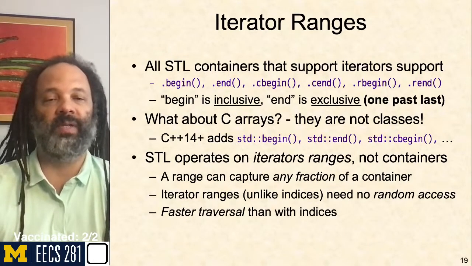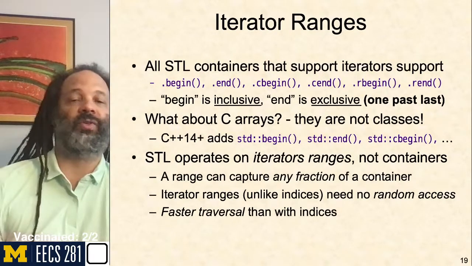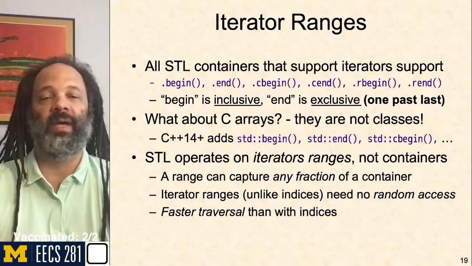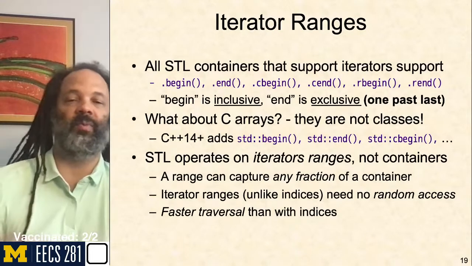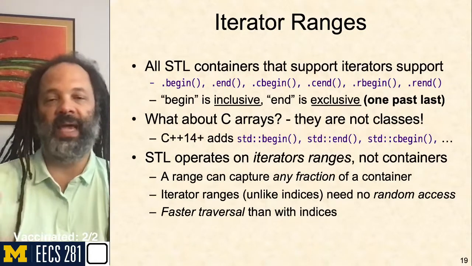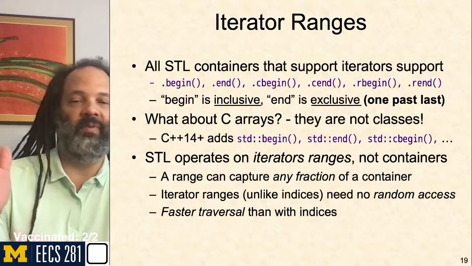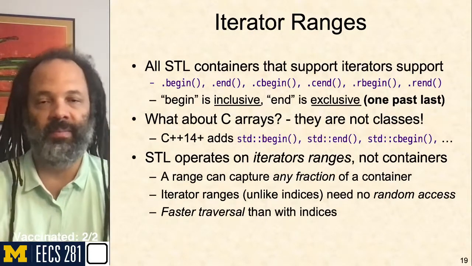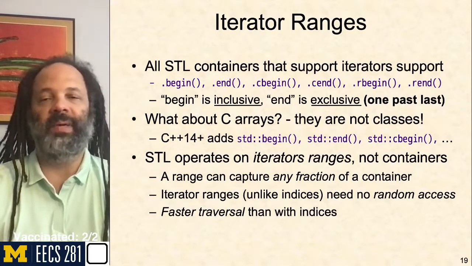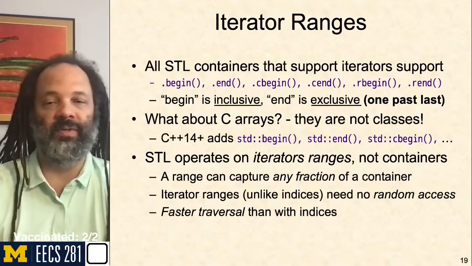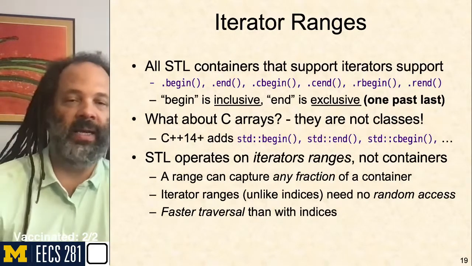We talked about reverse iterators. Those are retrieved with rbegin and rend. Those will give us iterators that as I plus plus, I move from right to left as opposed to moving from left to right. So both begin and end and cbegin and cend will give me plus plus moving from left to right, like reading English text. But begin is a sort of general purpose iterator. Cbegin gives me a constant iterator. Rbegin gives me a reverse iterator.